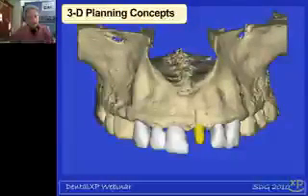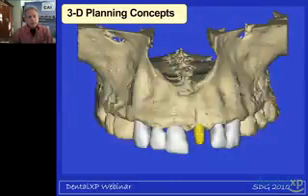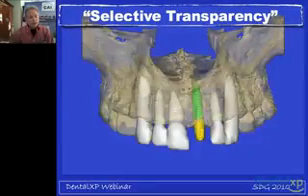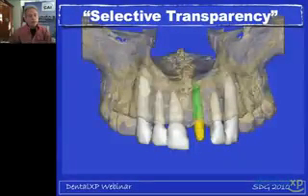So 3D planning concepts allow us to not only position the implant itself, but to position the abutment that's going to be the connector between the implant and the tooth. And in this particular case, we're going to use the stock abutment that comes with the implant. We're going to use a concept which I've coined selective transparency.